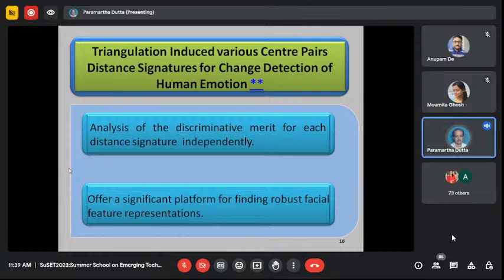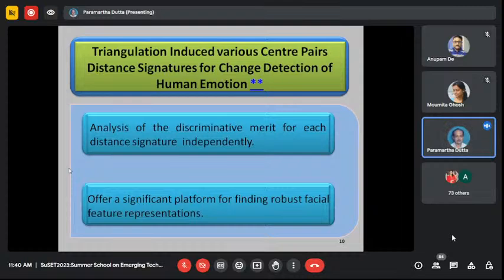Okay, so now we are coming to the first out of the four methods, the first method which we are going to discuss, which is triangulation induced various center pairs distance signatures for change detection of human emotions. Let me read it out first, then I shall explain things gradually. There are so many technical terms involved here, so let us try to appreciate. First of all, there is a question of triangulation.